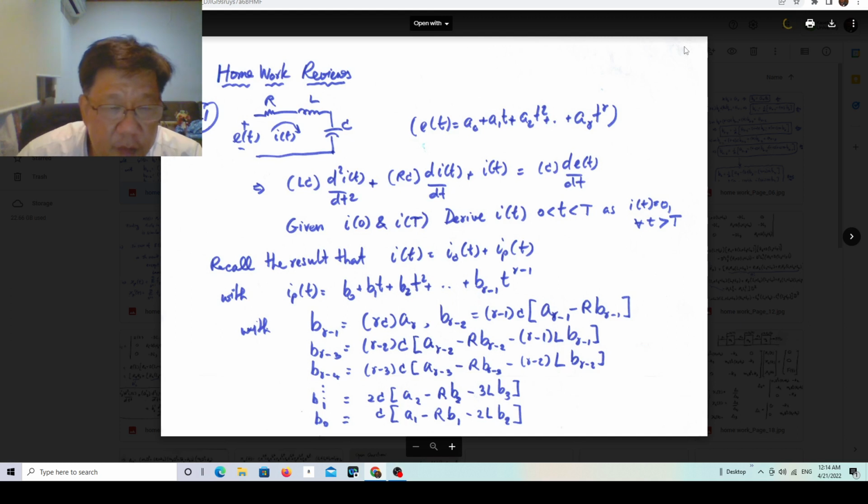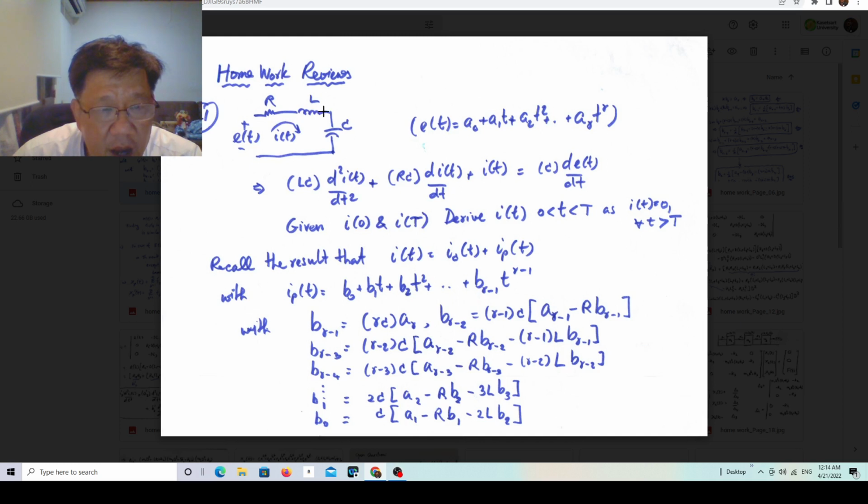You might recall this is our very first question. You have an electrical circuit, a series system with a resistance, inductance, and capacitor. Suppose the input voltage function is a polynomial of order R: a sub 0 plus a sub 1 times t plus a sub 2 times t squared, up to a sub r times t to the r. With this classical governing equation based on Kirchhoff's voltage law, you can write down this second order differential equation.